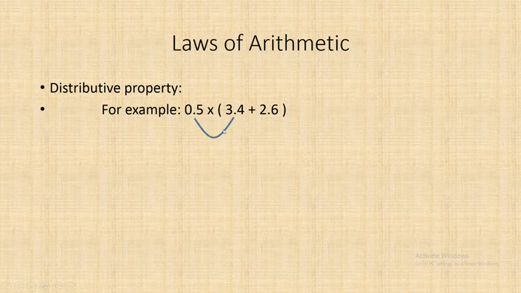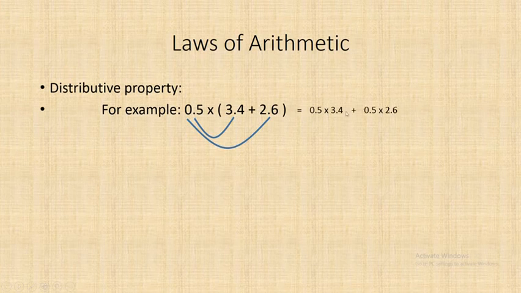Look, 0.5 times 3.4 and 0.5 times 2.6. And between them, there is this sign. It's plus. And between them, there is the same sign that is between the two numbers inside the house. And calculate. 0.5 times 3.4 is equal to 1.7, and 0.5 times 2.6 is equal to 1.3. And when we add them together, it's going to be equal to 3.